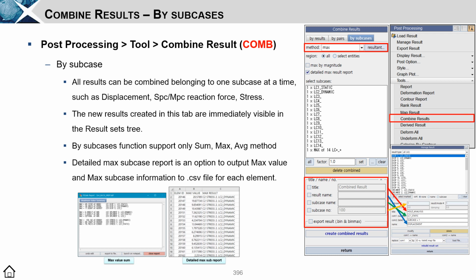All results belonging to one subcase can be combined at a time, such as displacement, SPC, MPC, reaction force, stress. The new results created in this tab are immediately visible in the result sets tree. By subcases functions support only sum, max, average method. Detailed max subcase report is an option to output max value and max subcase information to a CSV file for each element.